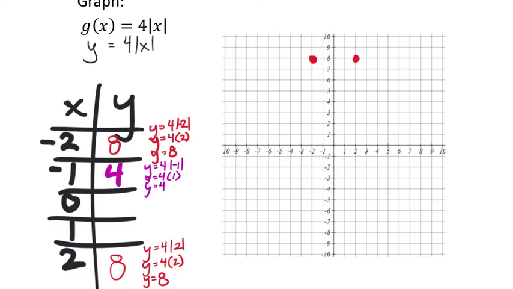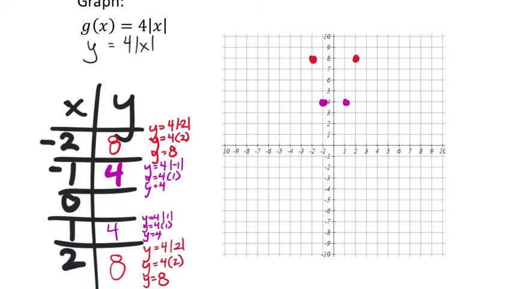Now, with the reflection theme I was just talking about, if I go down here to 1, I'm expecting this value also to be 4. Let's make sure that it is. Okay, so it's y equals 4 times the absolute value of positive 1. And 1 is 1 away from 0, so that's just 4 times 1, which is 4. See that? Boom. So we got the points negative 1, 4, and 1, 4.